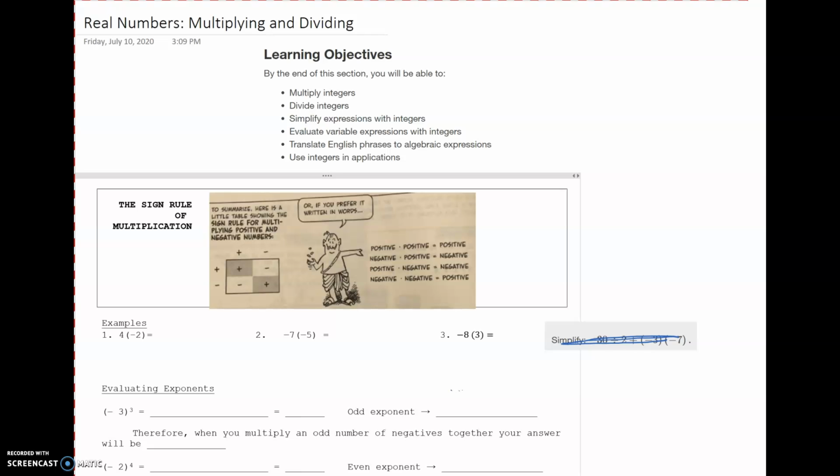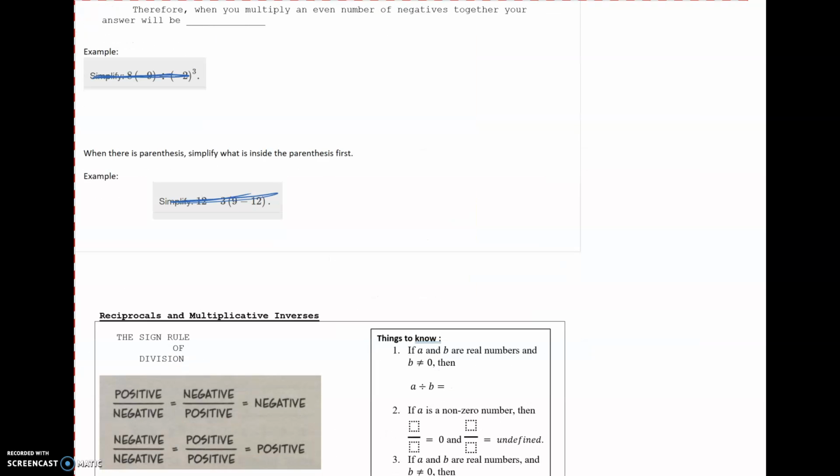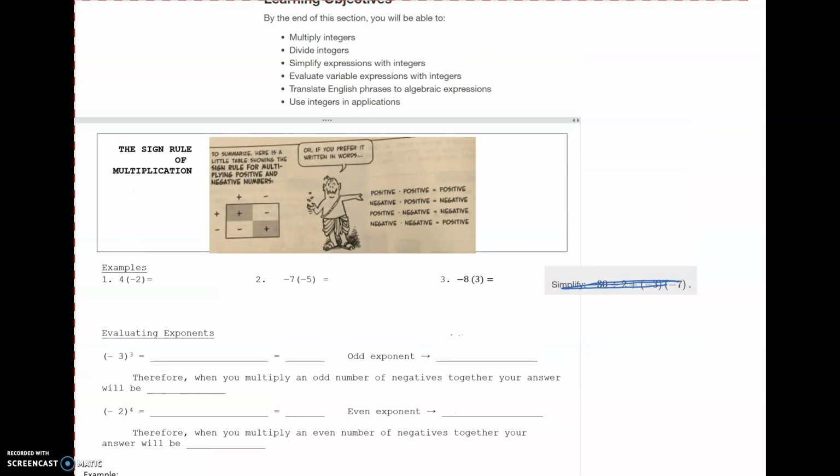Today we're going to be talking about real numbers multiplying and dividing. Our previous video was real numbers adding and subtracting. So in very much a similar way, today we're going to be discussing when we are multiplying or dividing integers.